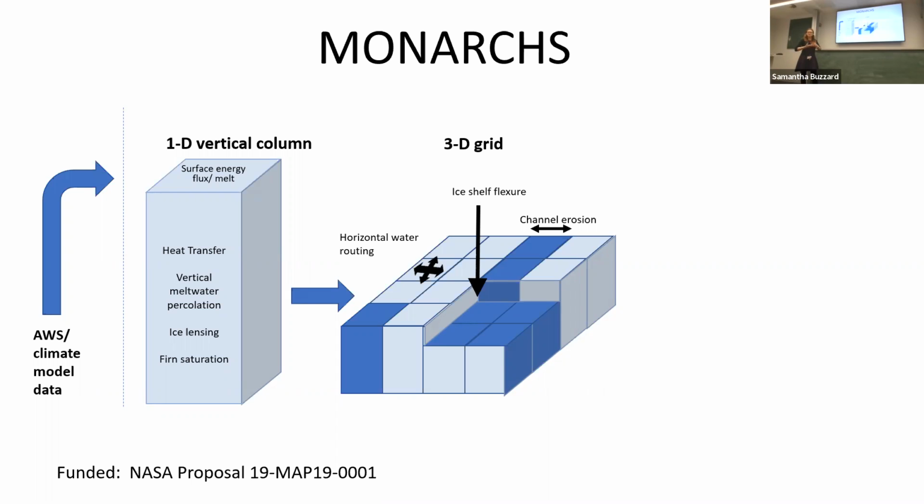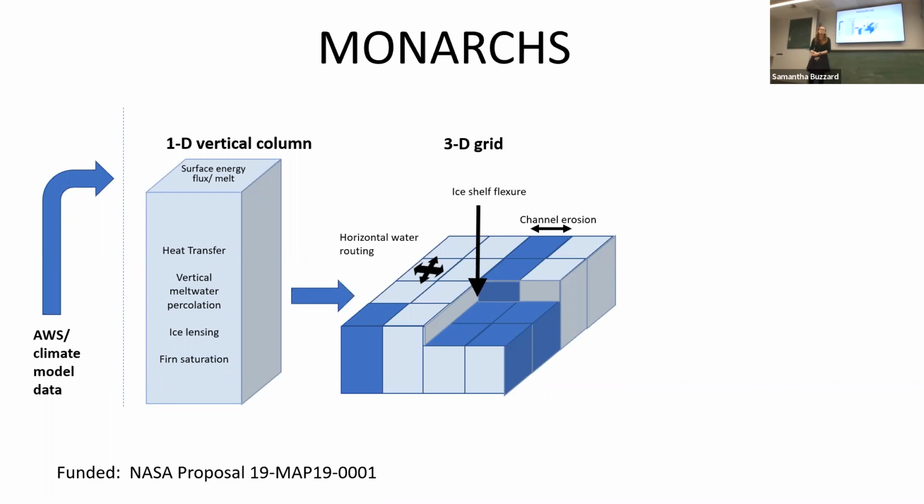So essentially the loading of the ice shelf from all of that water can cause it to flex, and we think that may have been part of that chain reaction that caused RSB to break up. So we're planning to incorporate that into the model. And as I mentioned very briefly in the answer to the question, channel erosion as well.